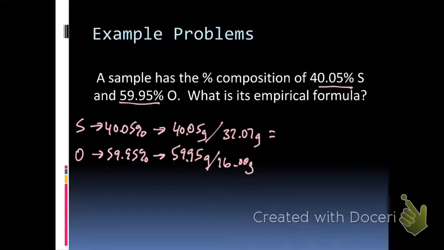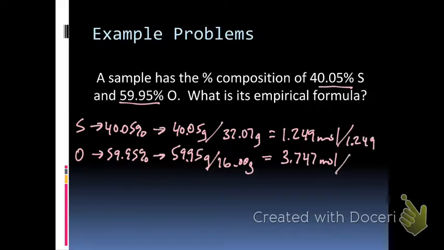So now we want to figure out the moles of sulfur. That's 1.249 moles. Then 59.95 divided by 16 gives me 3.747 moles. Now you want to divide by the smaller amount. Here 1.249 is smaller, so I'm going to divide by that. So the ratio is 3.747 to 1.249, right?